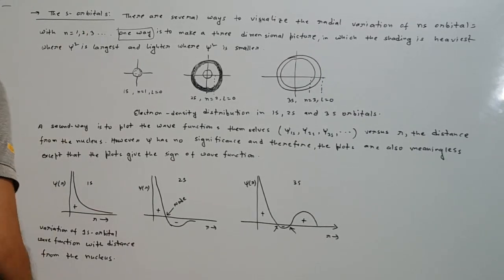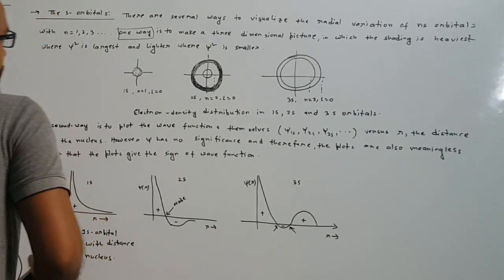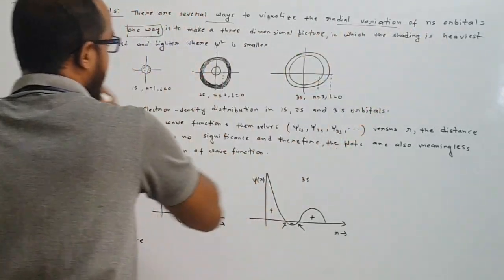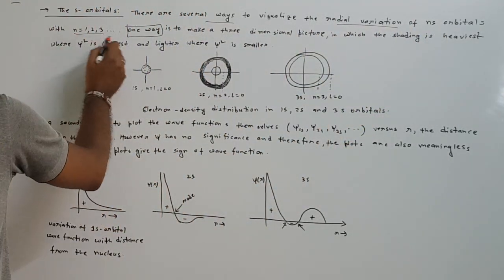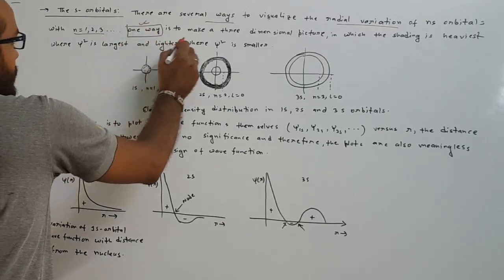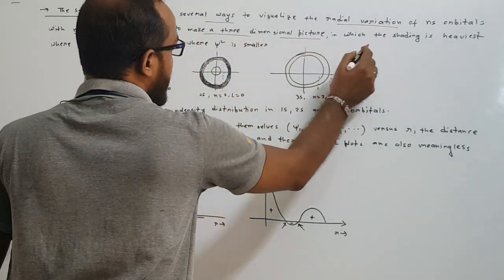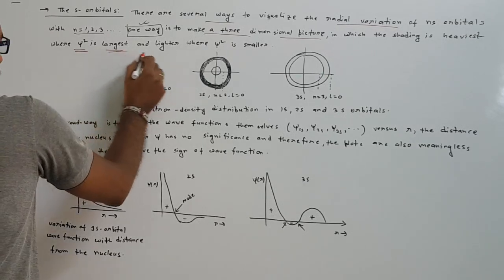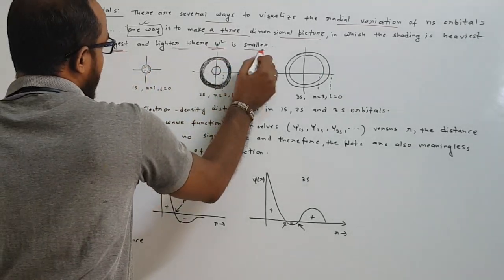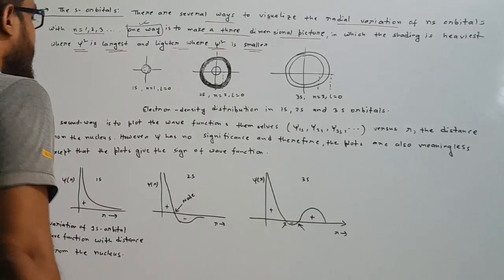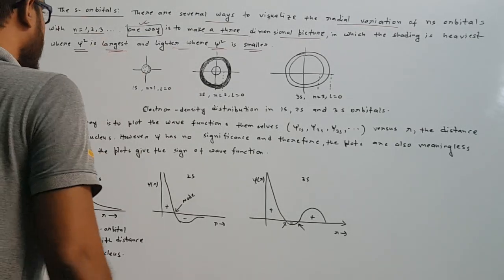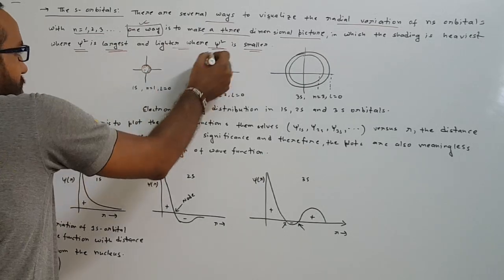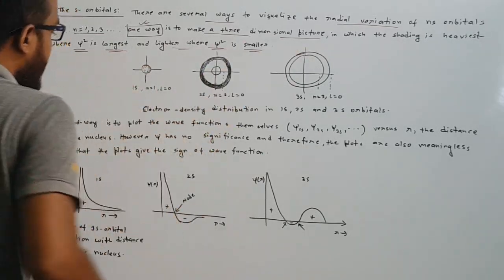So let us see the shape of s orbital. There are several ways to visualize the radial variation of ns orbital, that is n with 1, 2, 3. Our first way is to make the three-dimensional picture in which the shading is heaviest where psi square is largest, and lighter where psi square is smaller. So our wave function psi, if you square it, psi square, you will get a spherical shape. So for s orbital, the 3D shape is spherical.